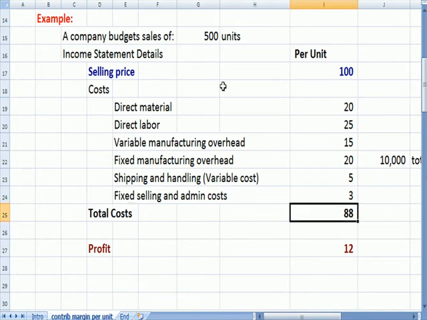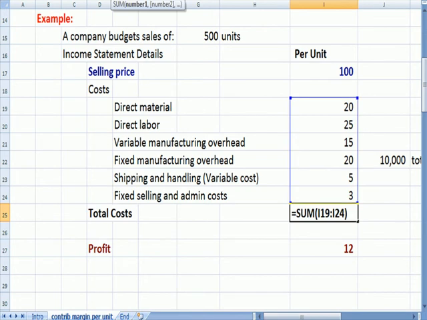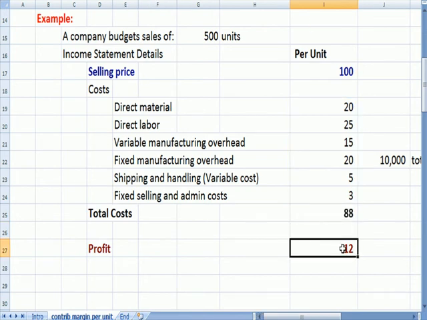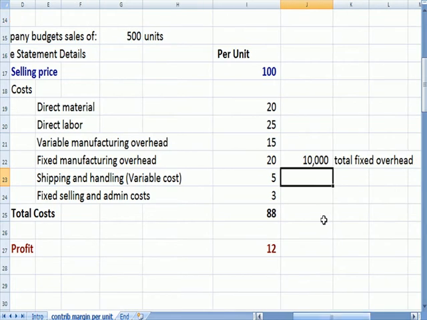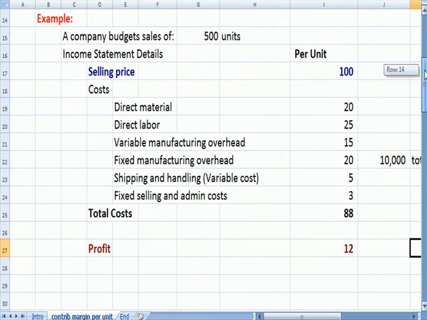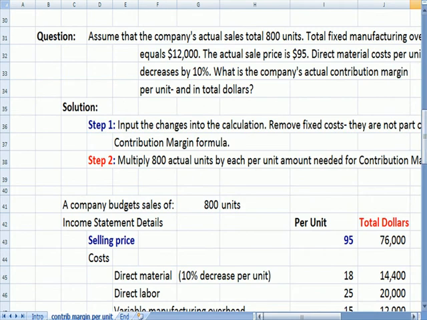So if I add up my per unit costs, 88, and I subtract 88 from 100, the sales revenue, I get my profit in brown of 12. And you'll also notice that I took the 500 units and multiplied it by $20 per unit, and I get that $10,000 total fixed overhead, which is the number that I need to cover in my sales. Just to point out that total dollar amount that I was getting at in the concepts above.